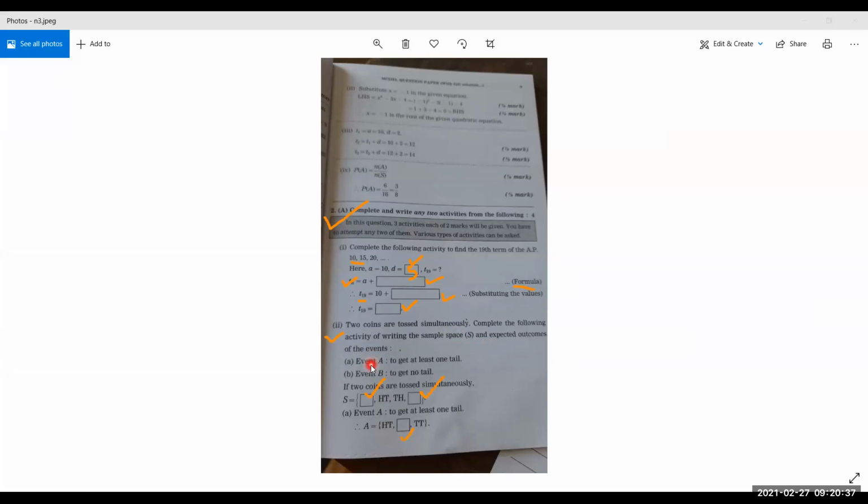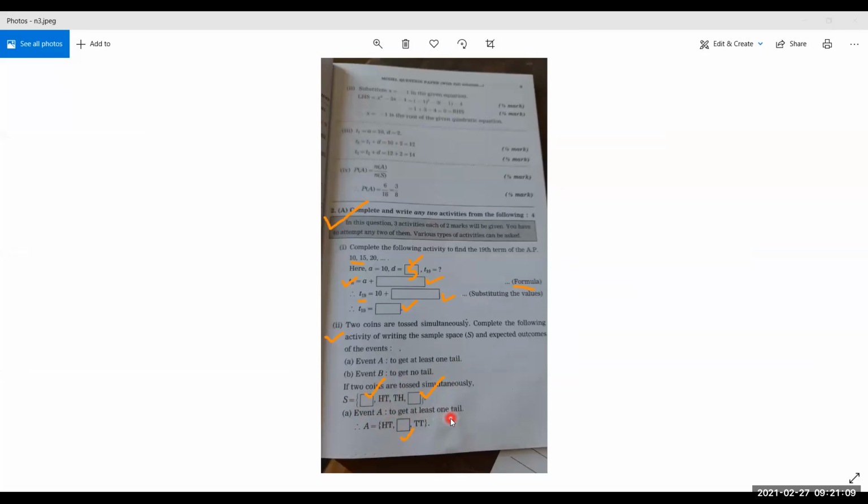So event A is to get at least 1 tail. Then event B is to get no tail. Since the 2 coins are tossed simultaneously, what will be the sample space? 2 are already given to us, HT and TH. So what are the remaining? Yes, anyone wants to answer this one? Yes, Kushi? Ma'am, HH and TT. Okay, HH and TT.